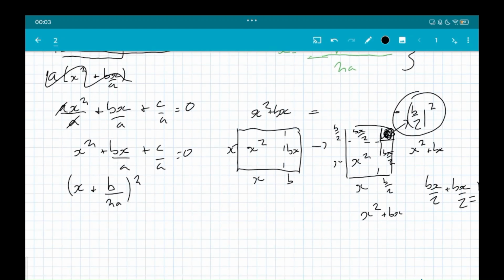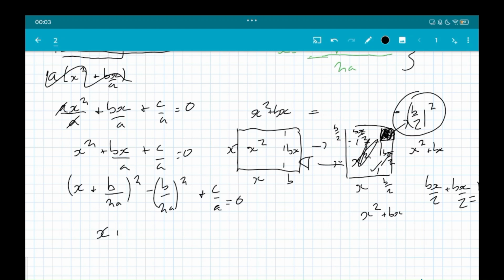So we have x squared plus bx as long as we minus this b over 2 squared, which is why here we are going to minus b over 2a squared, because we want this bit of the square to create this rectangle. So we need to minus this square, and obviously plus c over a equals 0.